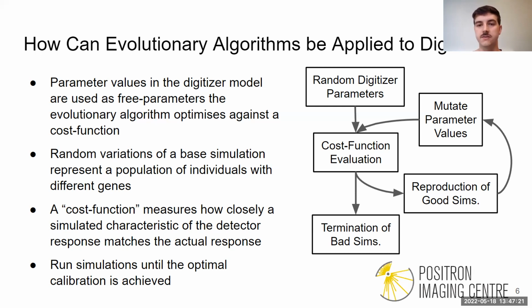And if you have a set of individuals within the population that perform better than others, you can use those good simulations to reproduce and mutate your parameter values into a new generation, which is better suited to matching that cost function, better matching to the count rate versus activity curves. And over time, what you would find is that as you reproduce the good simulations and terminate the bad simulations across multiple generations, at the end of this, your population of individuals would be much more suited to matching your cost function and will be much closer to the count rate versus activity curves in the experiment.